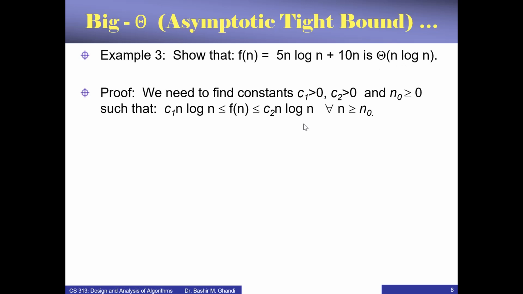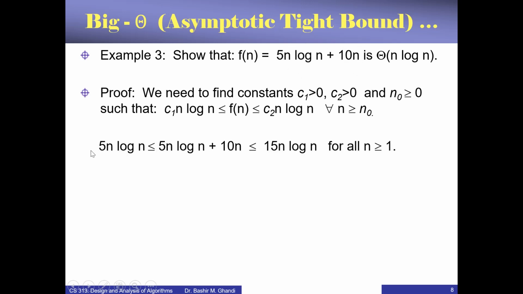So we do as before. Clearly, if we take only the first term, 5n log n, it is going to be less than or equal to the function with the 10n included. Okay, so 5n log n is less than or equal to the function, which is 5n log n plus 10n. So this will allow us to find our C1 as 5.